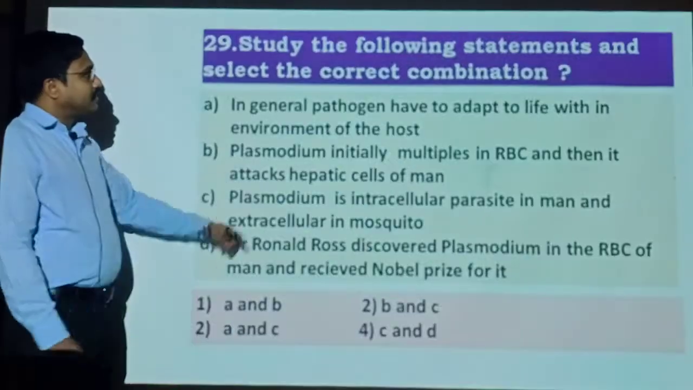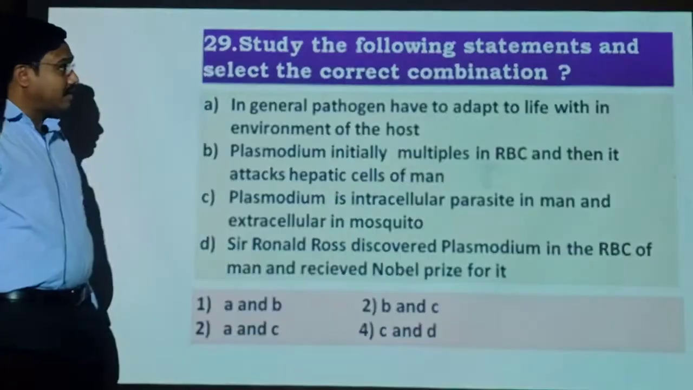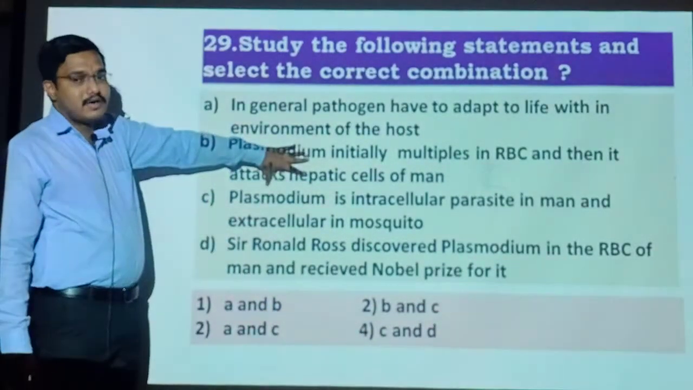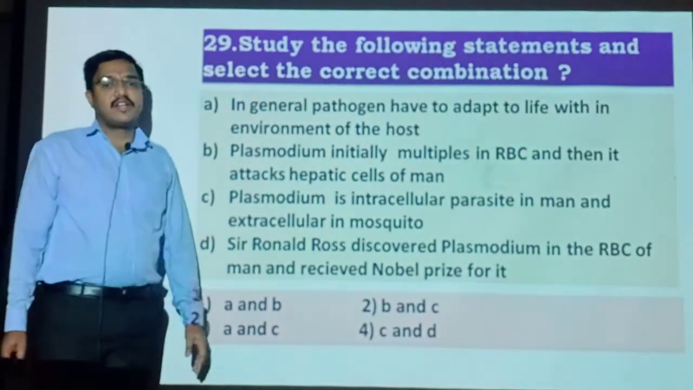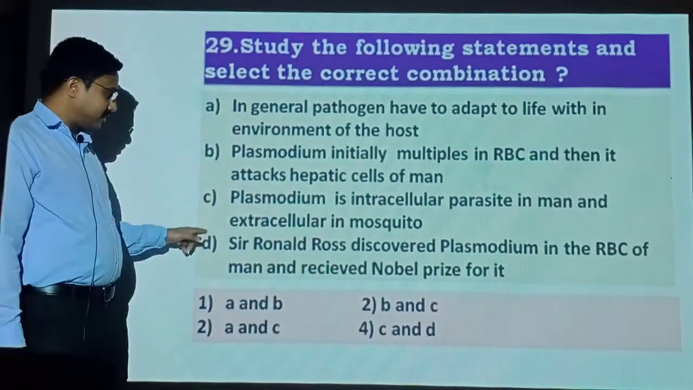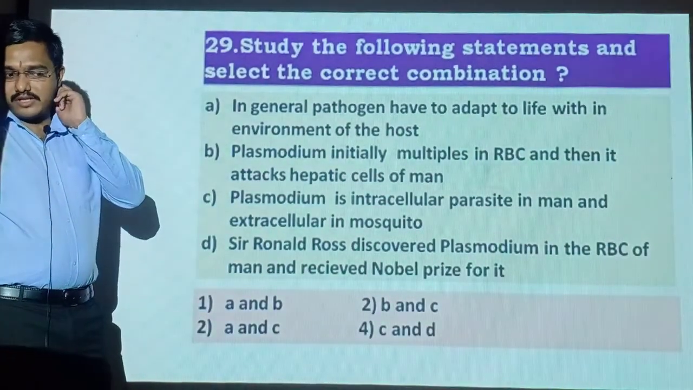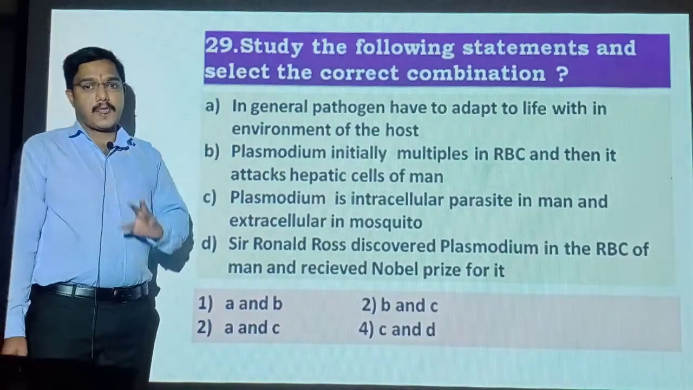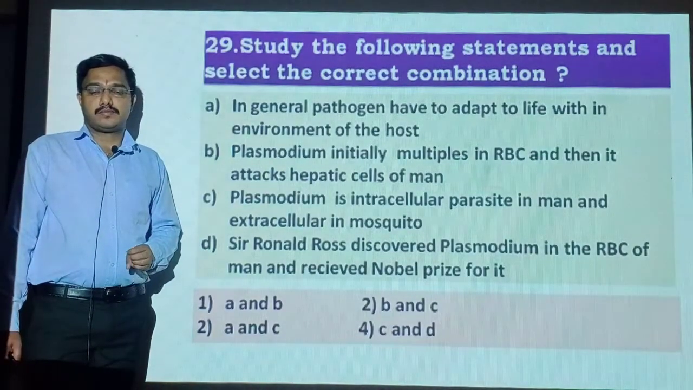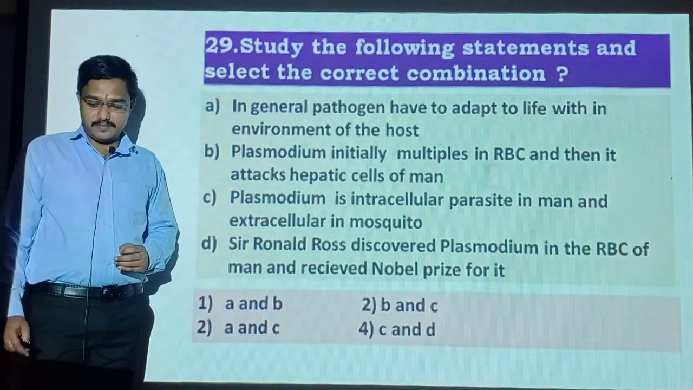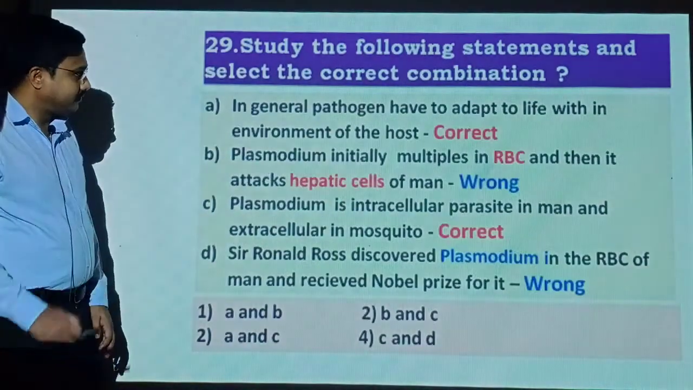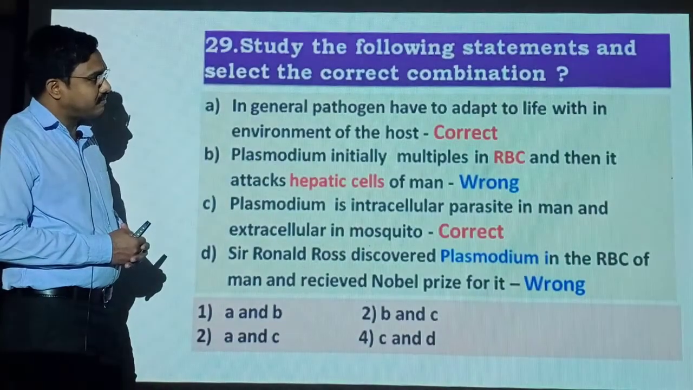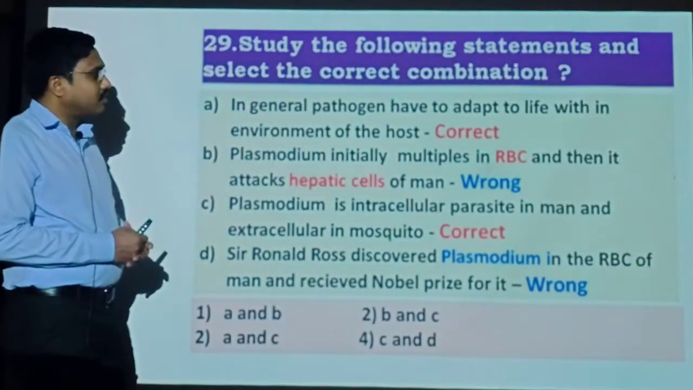Question number 29. Study the following statements and select the correct combinations. Here they have given the statements. You have to study the statements and select the correct combination. There are 4 statements. Now look at here. Statement number 1. In general, pathogens have to adapt to life within the environment of the host.